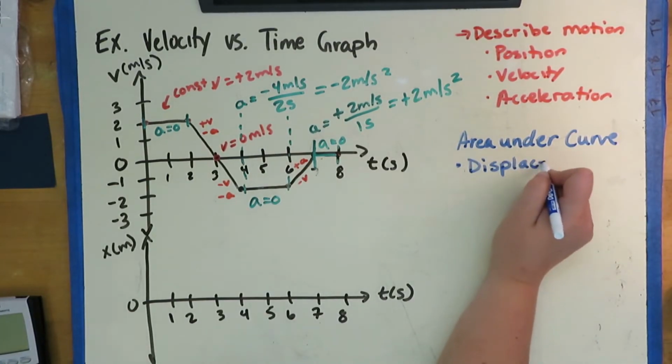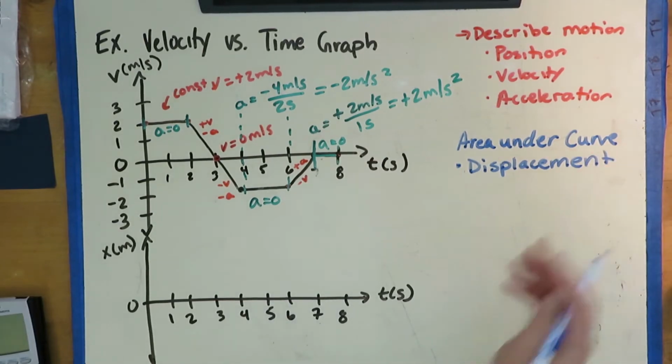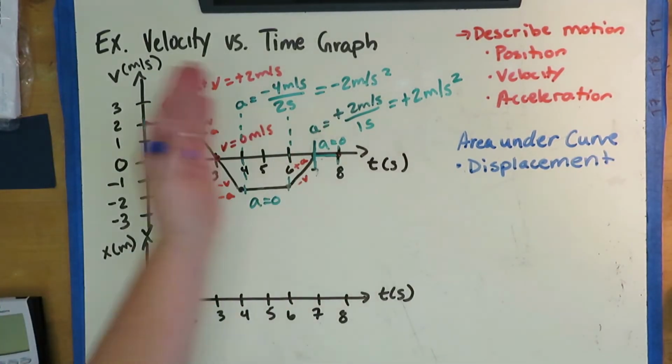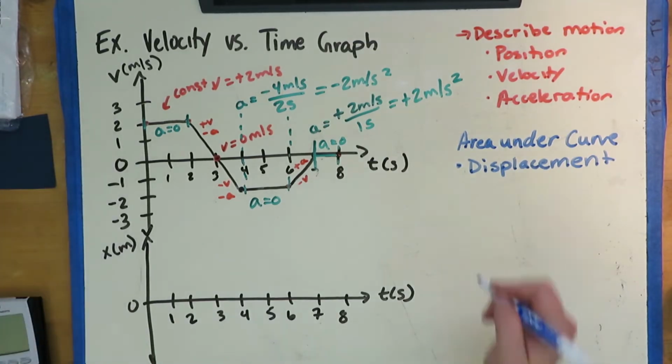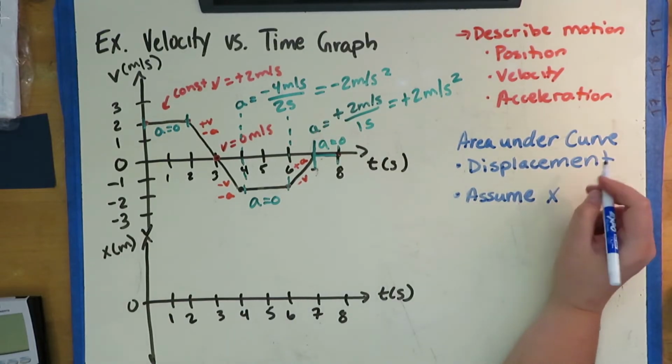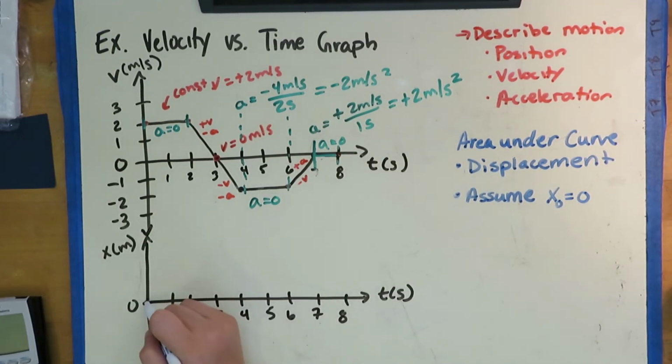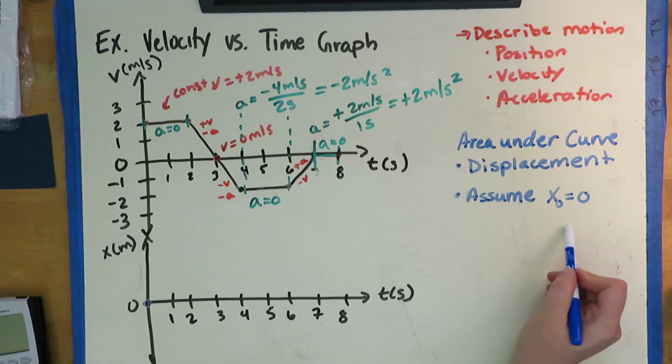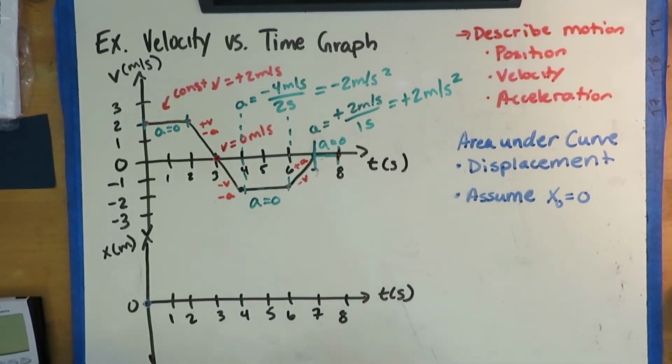Now, here's the trick. They didn't tell me where I started. So I can start at any position. I can't tell what my starting position is from this graph. So I'm just going to assume, for my purposes, that my x0 is equal to 0. So I'm going to start here at the origin. But basically, if my initial position isn't 0, it shifts this graph up and down. So if I had started off at a positive x value, it would shift the graph up and down. It would not change the shape. My starting position only changes the y-intercept on the graph.